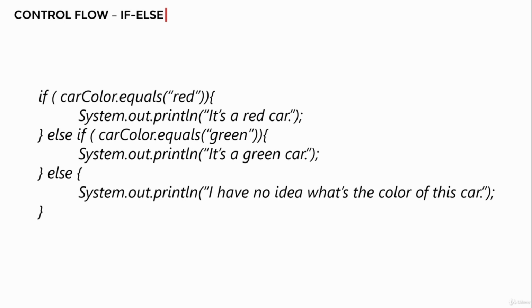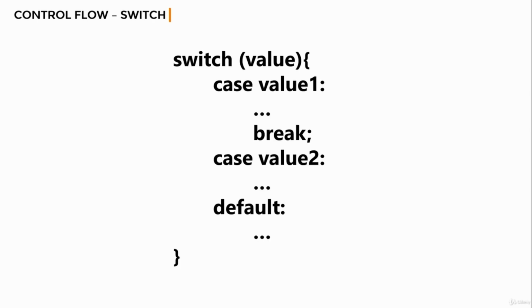Now let's move on to the switch statement. Switch is used to select one of many code blocks to be executed. Its form is the switch keyword, a value in parentheses. We have cases with values that can be compared to the first value. We also have break and default keywords here. Now let's go into details.